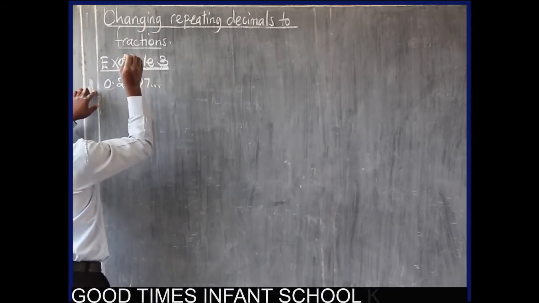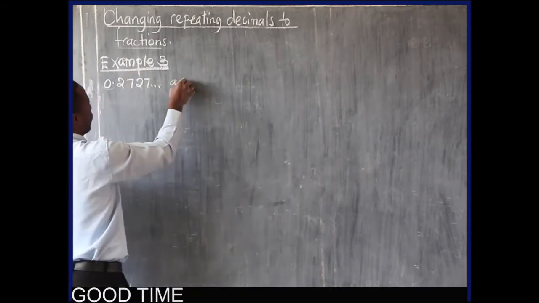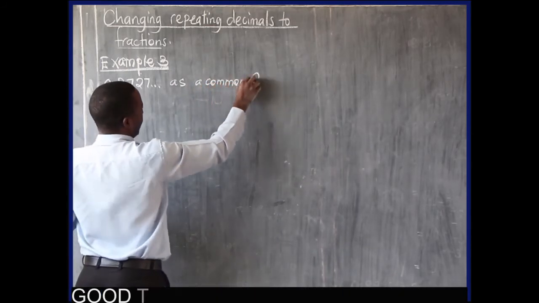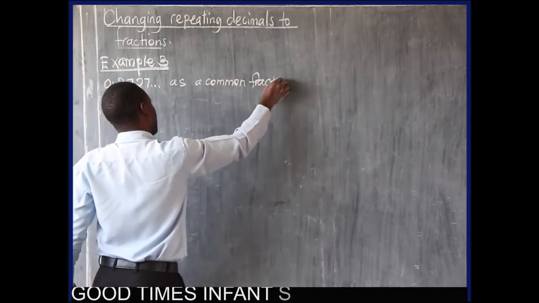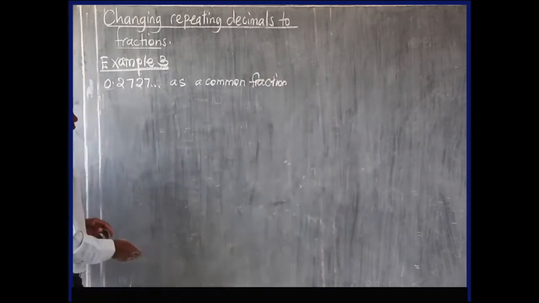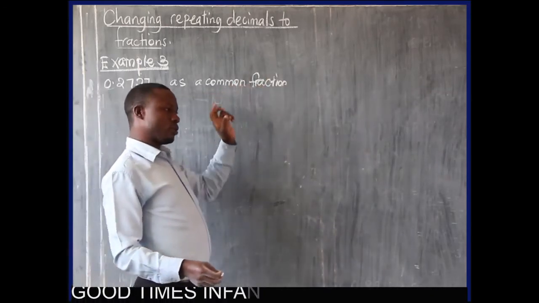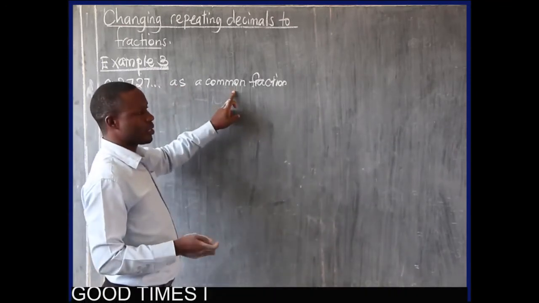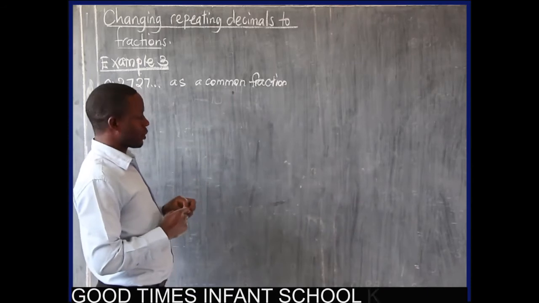0.2727 recurring as a common fraction. So here they have changed the other term which they have been using, a rational number, and now they have brought in a common fraction. Please note, a rational number means a fraction. A common fraction means a fraction in simplest form.